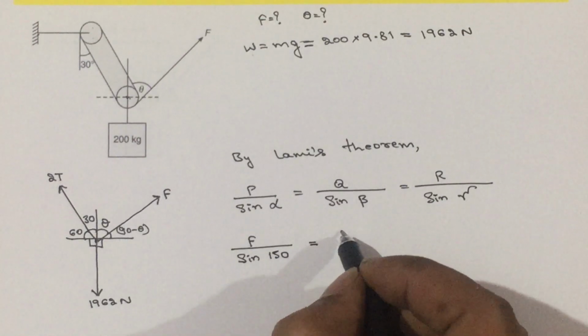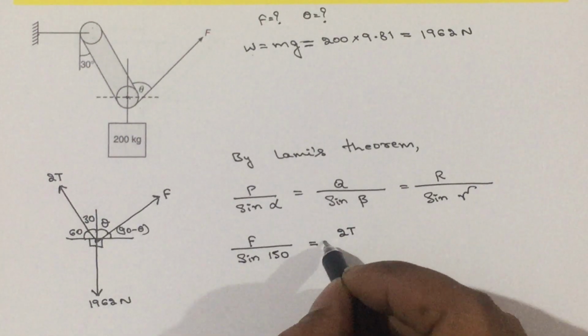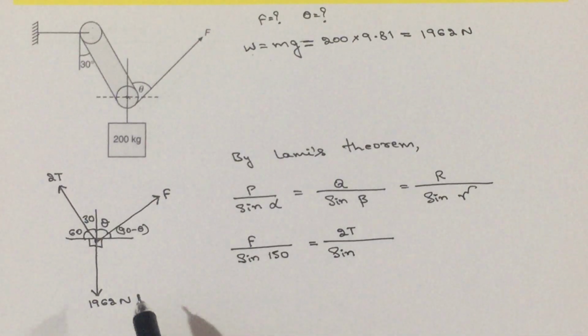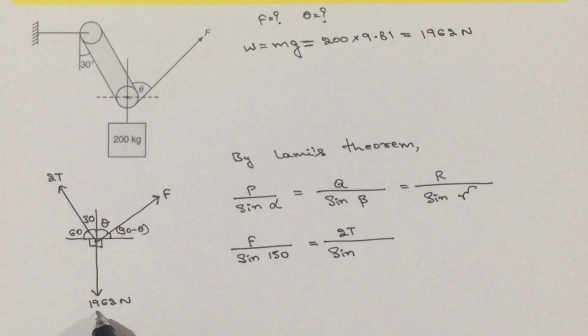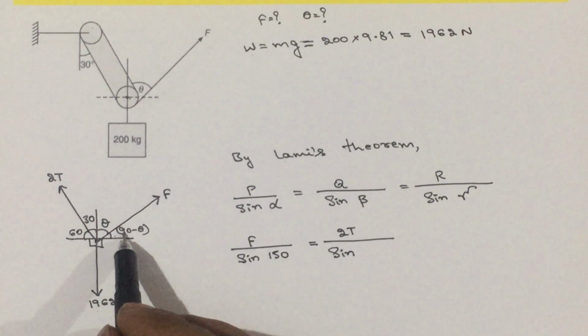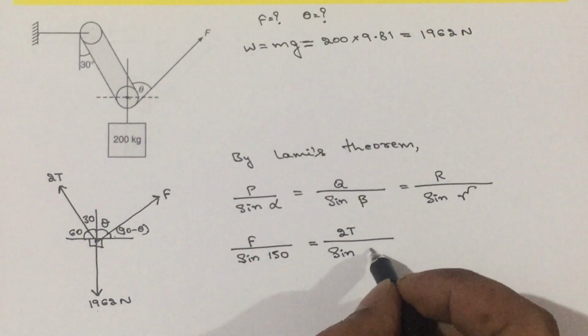That is equal to, the next force is 2T divided by sin of the angle between the other 2 forces. The other 2 forces are F and 1962. The angle between them is 90 plus 90 minus theta, that is 180 minus theta.